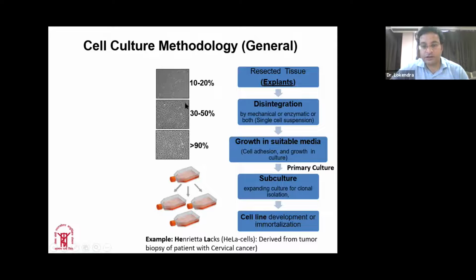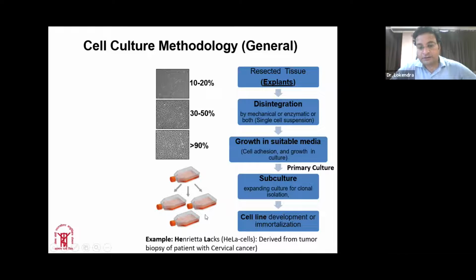Initially when you seed, the cells are like this, that is 10 to 20% confluency. When they grow, if the media is suitable and the cells are okay, they can proliferate and grow up to 30 to 50%. And after a certain period of time, they will achieve more than 90% confluency. So if the cells are like this, covering most of the surface of the plate, then you can either save them or process them by subculturing.